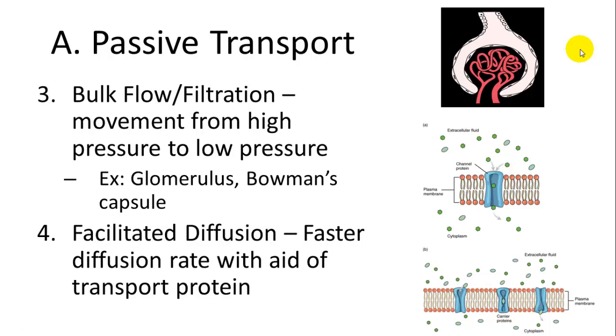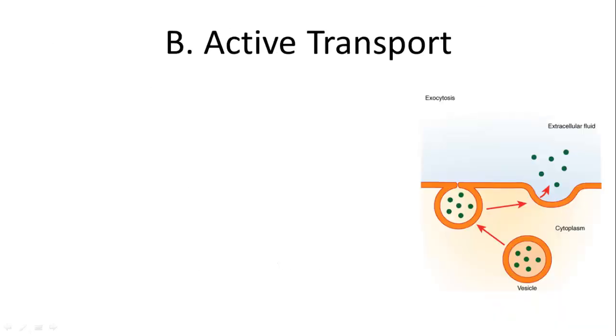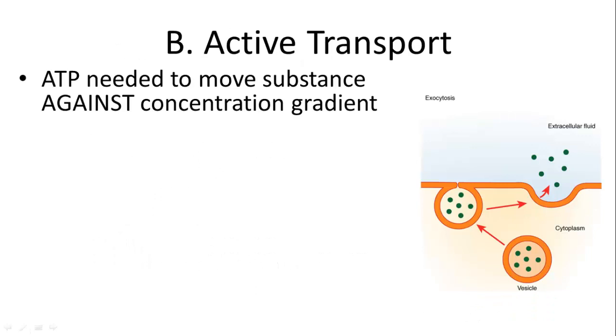Facilitated diffusion then is the fourth one, and this is a diffusion rate with the aid of some sort of transport protein. So here we have a transport protein which allows this green substance through. That's facilitated diffusion as it passes down its concentration gradient, but it doesn't require ATP to do that. So aquaporins are an example of facilitated osmosis, but the same concept.